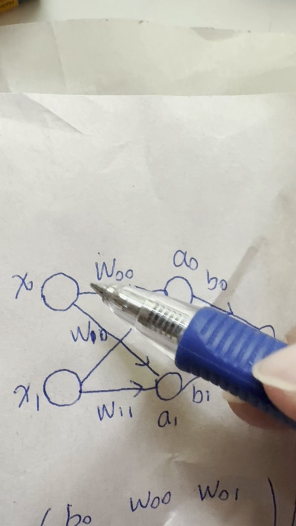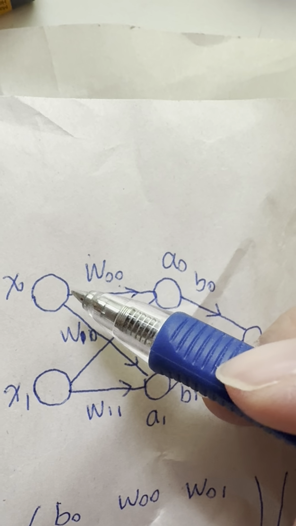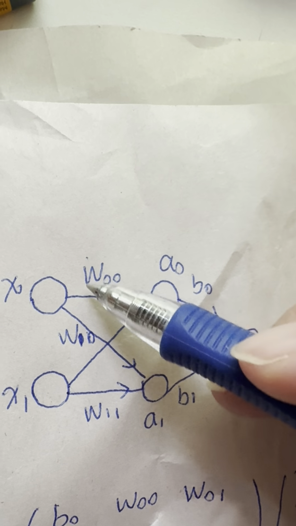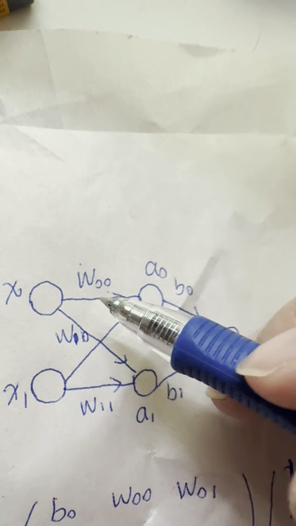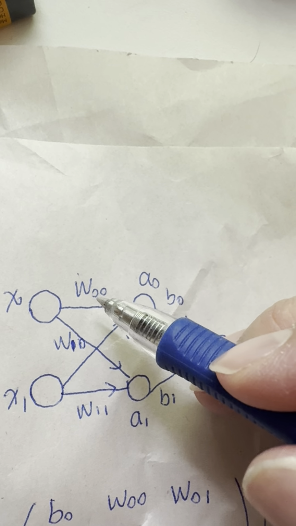And this is a simple neural network with one input layer, one hidden layer, and one output layer. The input layer has two nodes, the hidden layer has two nodes. Then we can represent the edges as W, standing for weight, with the first index being the destination.